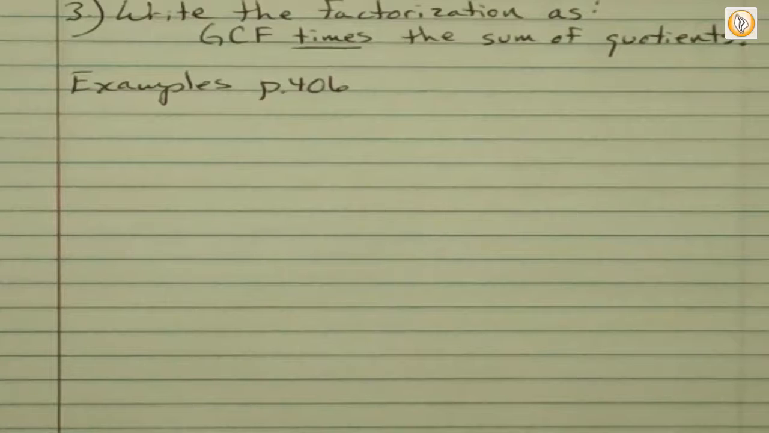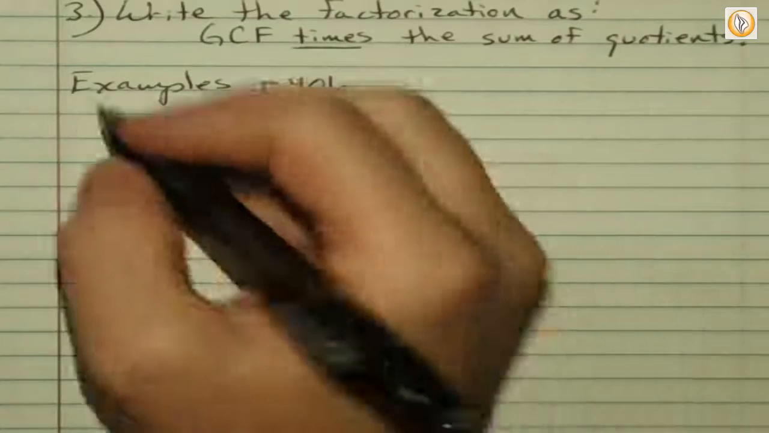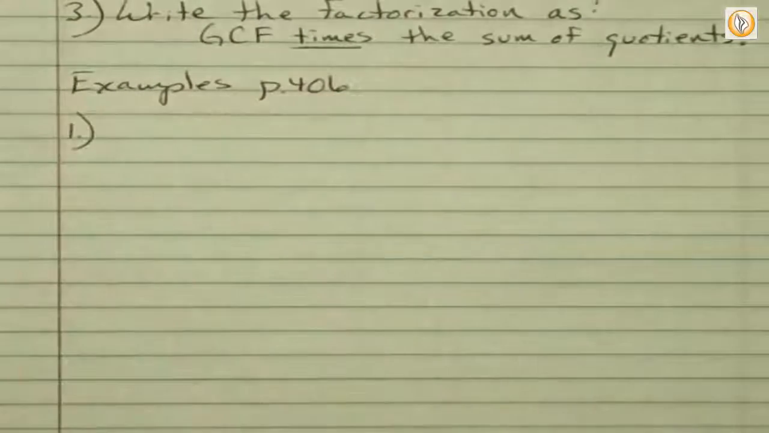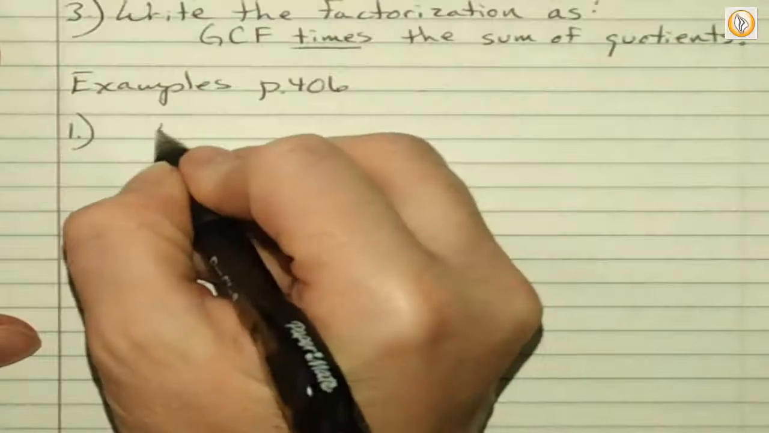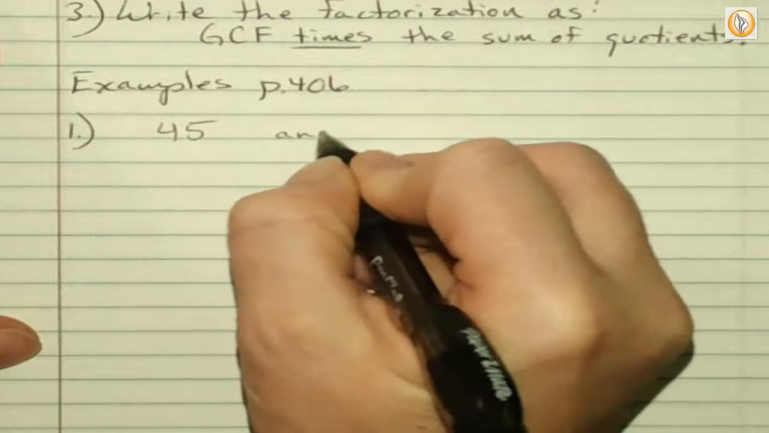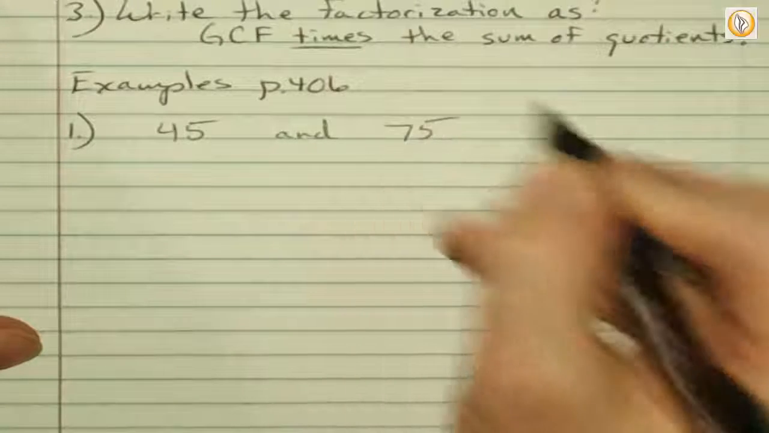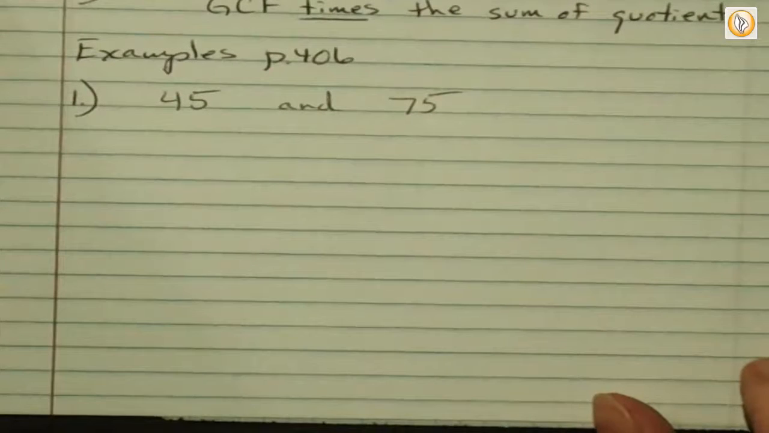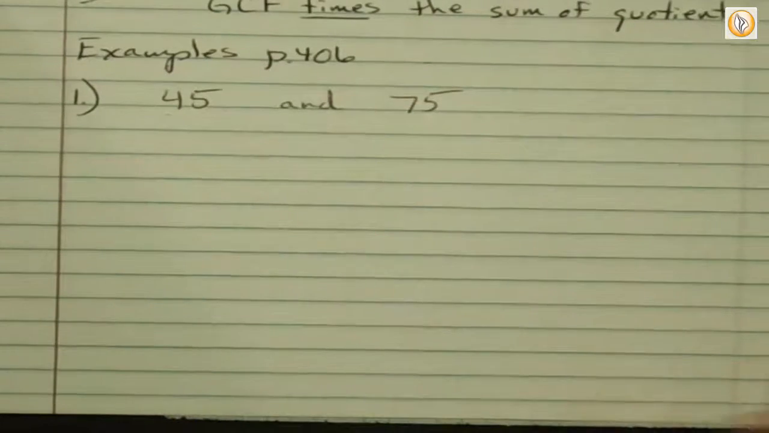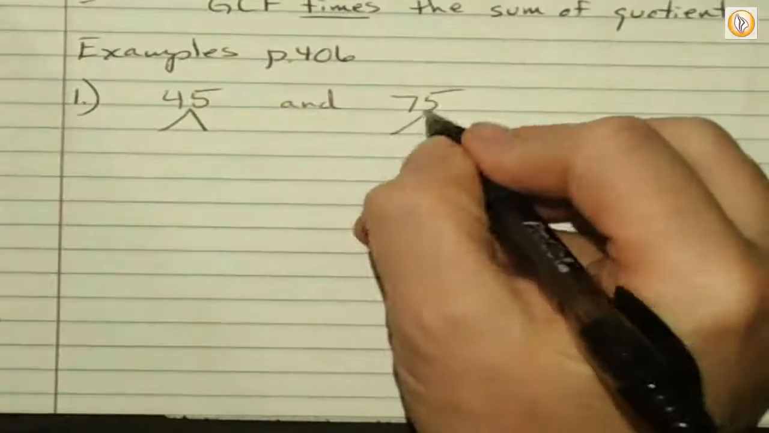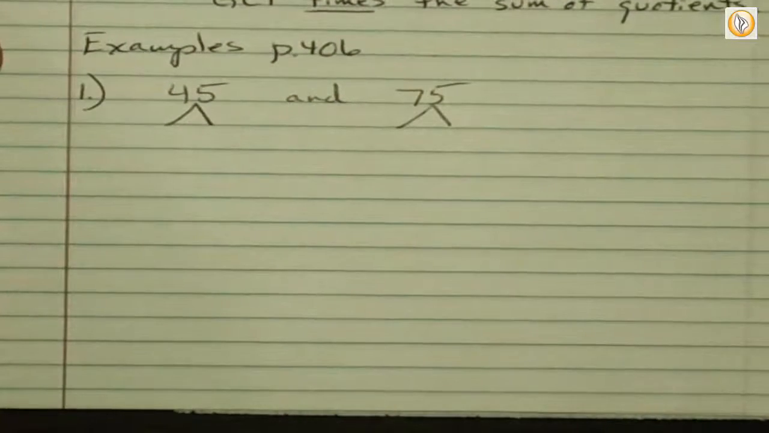All right, so for number 1, we're doing number 1 together, everyone. It says find the GCF. If the GCF is 1, then you write relatively prime. So number 1 is 45 and 75. Who remembers what we do? The factor trees.